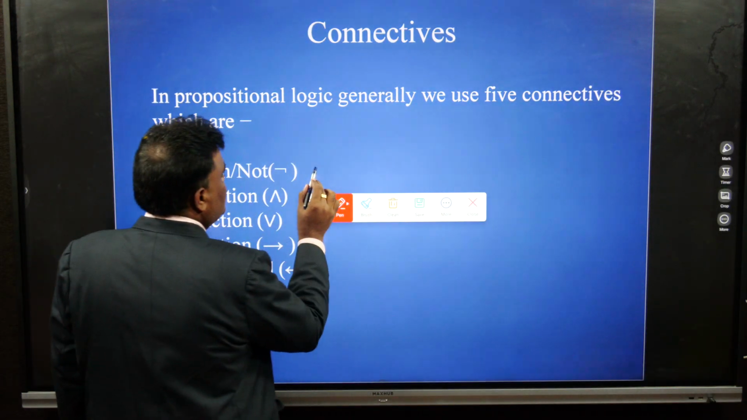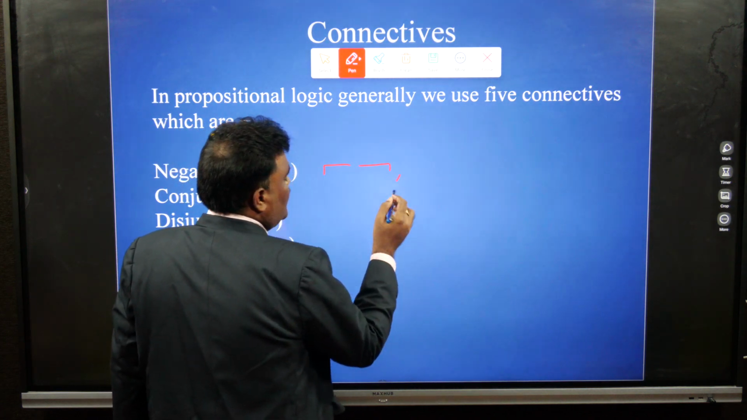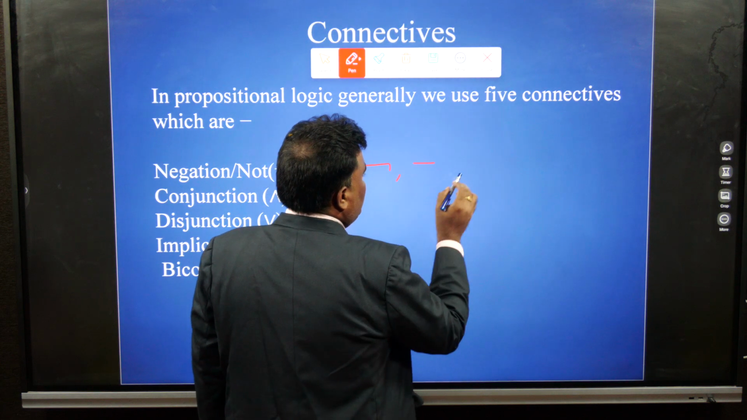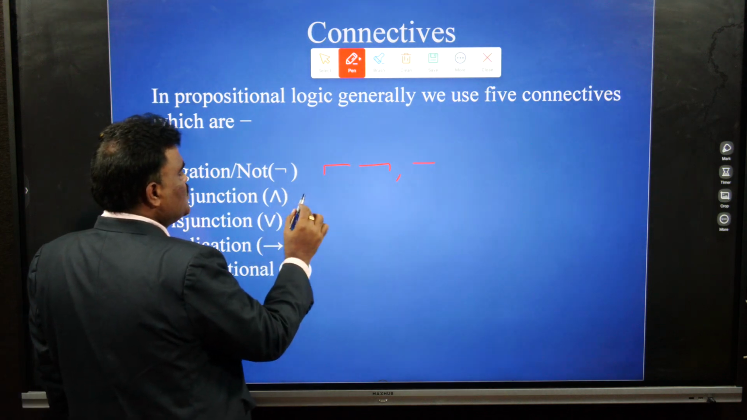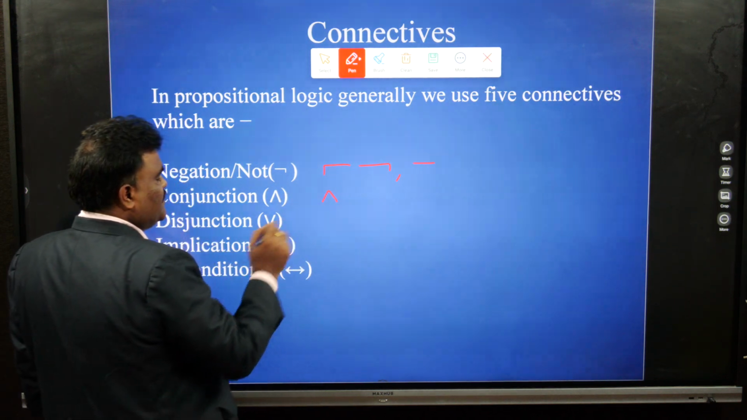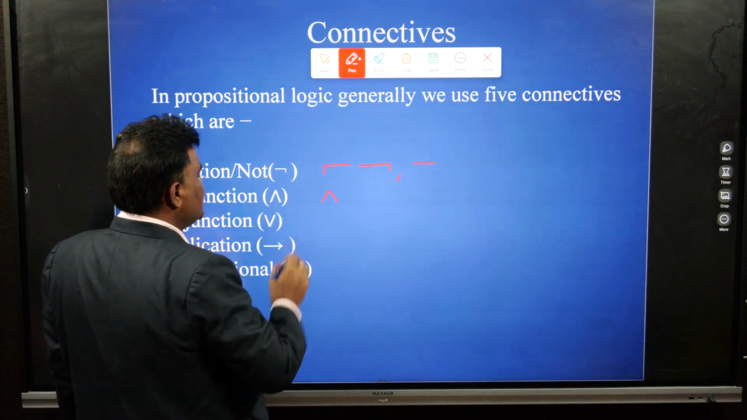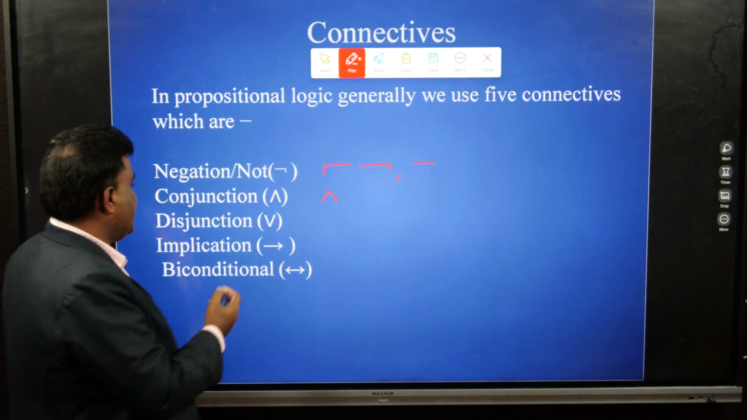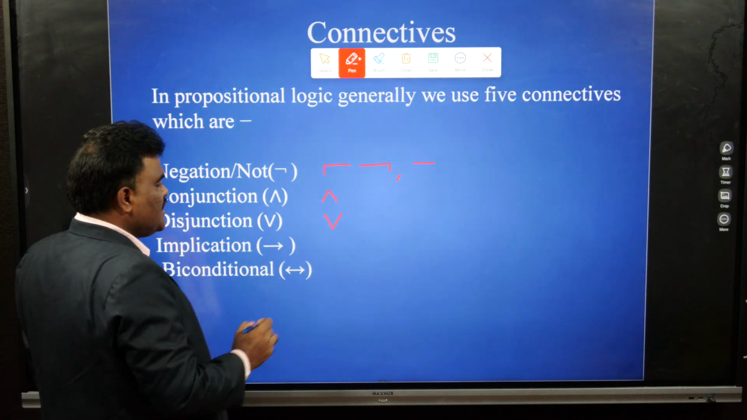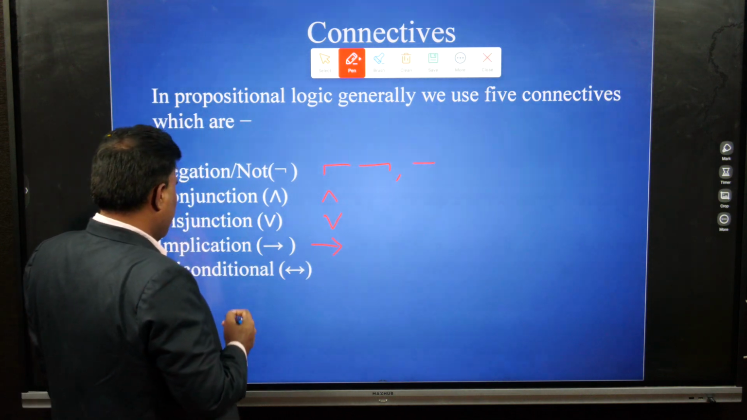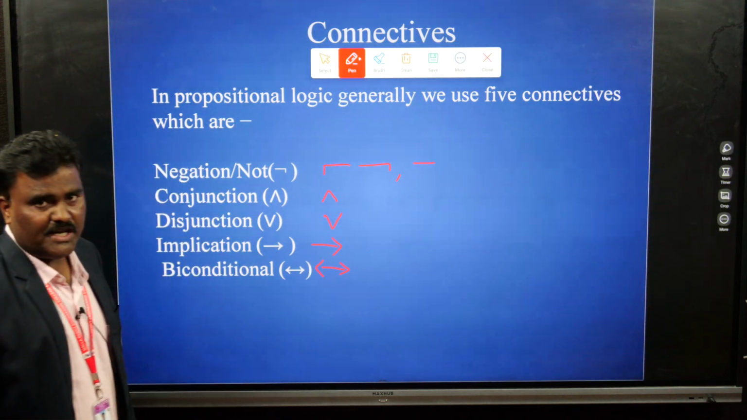this symbol, or we can use the bar symbol. These are the symbols we can use for representing negation. For conjunction we use the AND operator, represented with this notation, and for disjunction we use the OR operator. Conjunction provides the product, disjunction provides the sum, represented with the OR notation. Implication is represented with the implies symbol, and biconditional is represented as a bidirectional arrow.